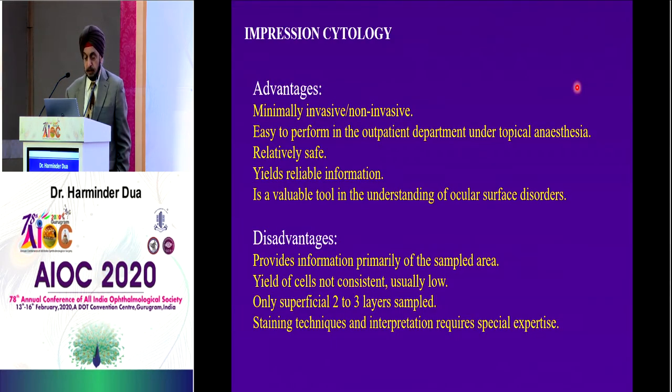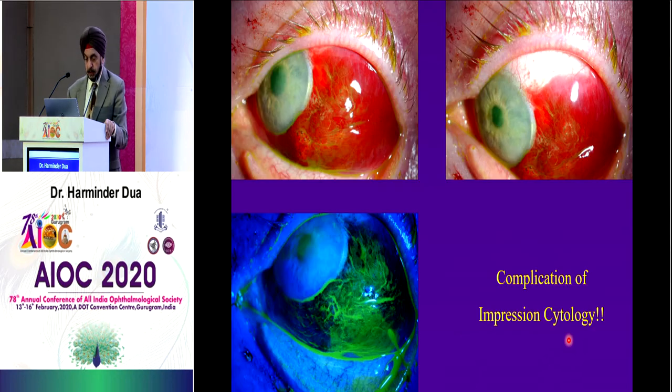So there are a lot of advantages of impression cytology, but there are disadvantages. It provides information only of the sampled area. The yield of cells is inconsistent. Sometimes you get good, sometimes you get poor, and you only take the superficial layers. But we got around that by taking two or three impressions from the same site. You take the cells off, go back to the same site, get another, so you can work your way to the deeper cells. The technique requires a lot of expertise and skill, so it's not straightforward. And occasionally you can get a complication like this, where the old lady with a lot of lax conjunctiva, while peeling it off, you pull the blood vessels or you pick up the conjunctiva in your forceps, and you can cause a hemorrhage.